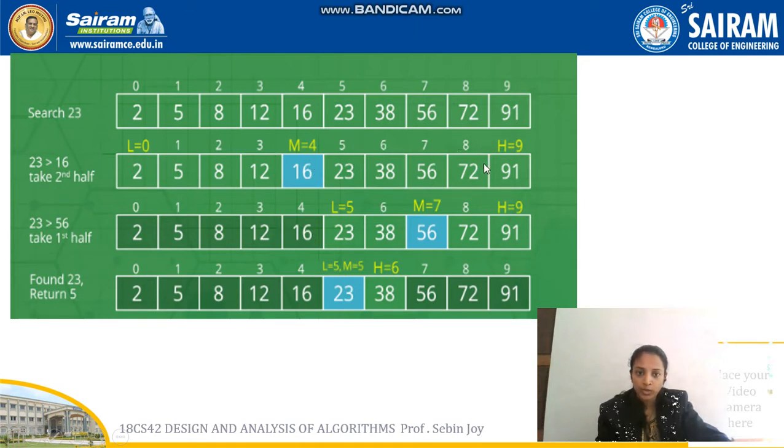That is 9 by 2, it will come to 4.5, but we will take it as 4 only. Clear? And we will check whether it is equal to 23. No. So we check whether 23 is greater than 16, right? So it will search in the right half.